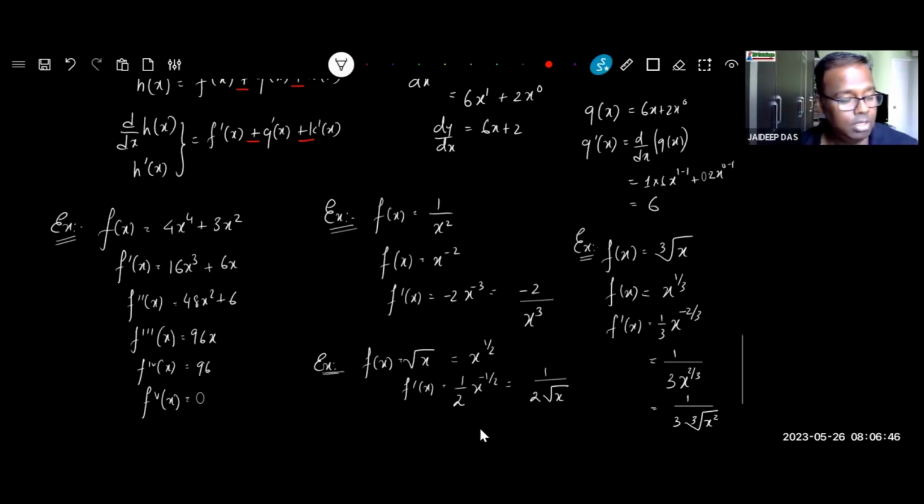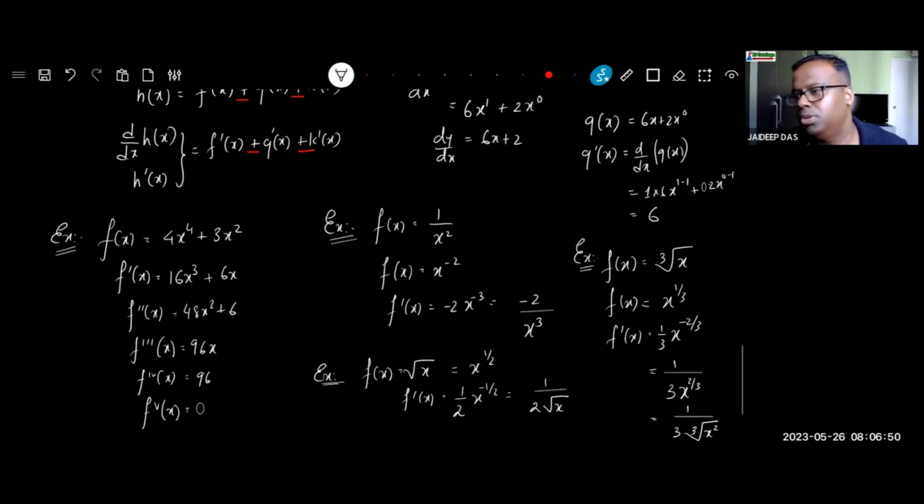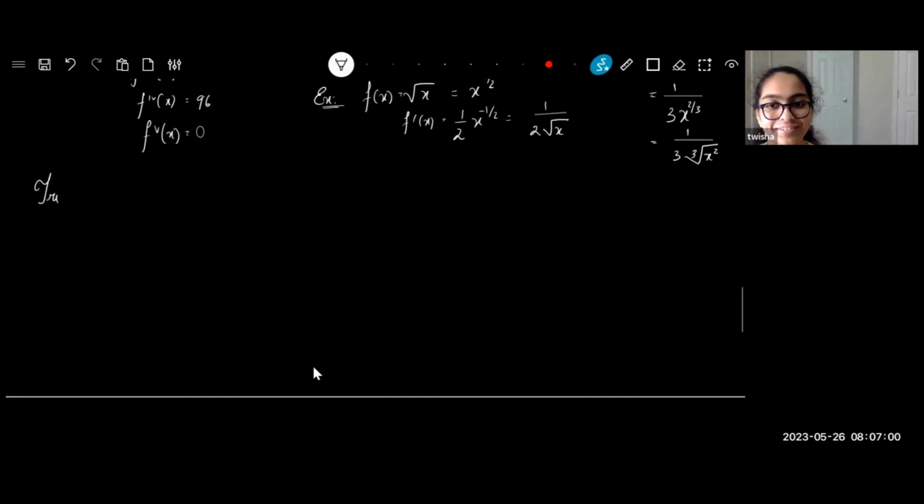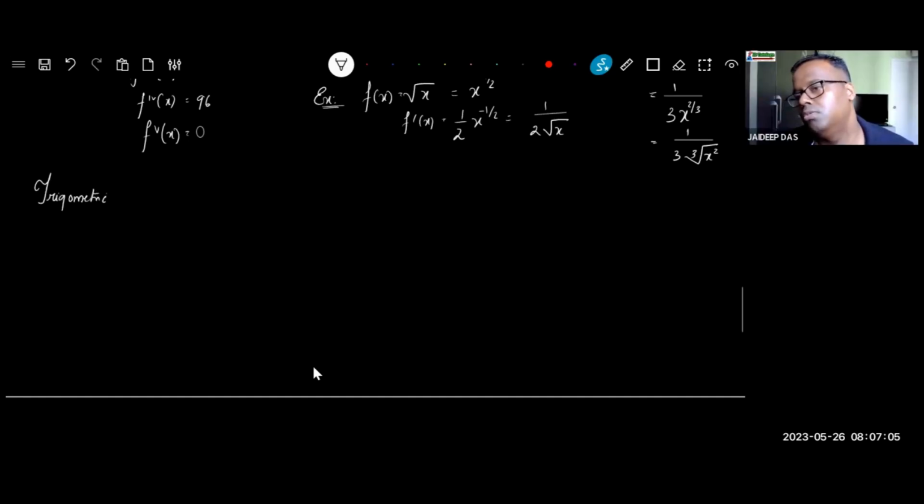Shall we go ahead? Yes. Okay, so now I think we're done with the algebraic formulas. So we move to some of the trigonometric formulas.